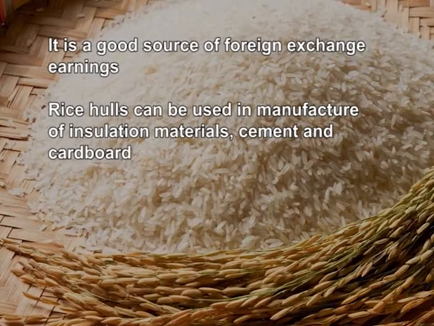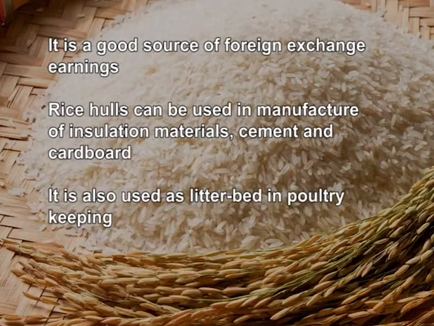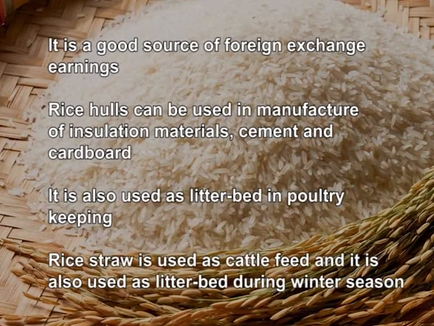Rice hulls can be used in manufacture of insulation materials, cement, and cardboard. It is also used as litter bed in poultry keeping. Rice straw is used as cattle feed and it is also used as litter bed during winter season.